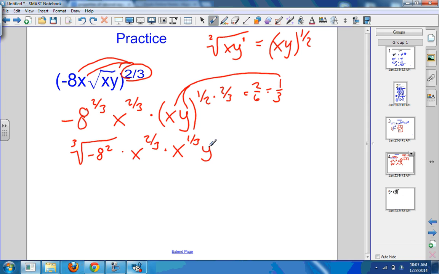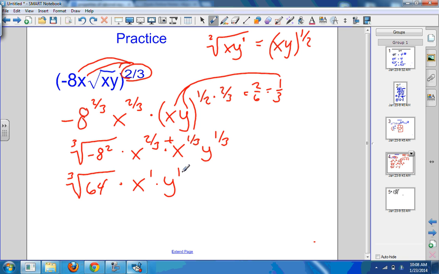Alright, let's see what else we can do here. I know that negative 8 squared is equal to 64. So I can take the third root of 64 times, see we have x to the 2/3 times x to the 1/3. When I multiply variables together, the rules tell me that I need to add exponents. So 2/3 and 1/3 is 3/3. 3/3 is x to the first times y to the 1/3 power.